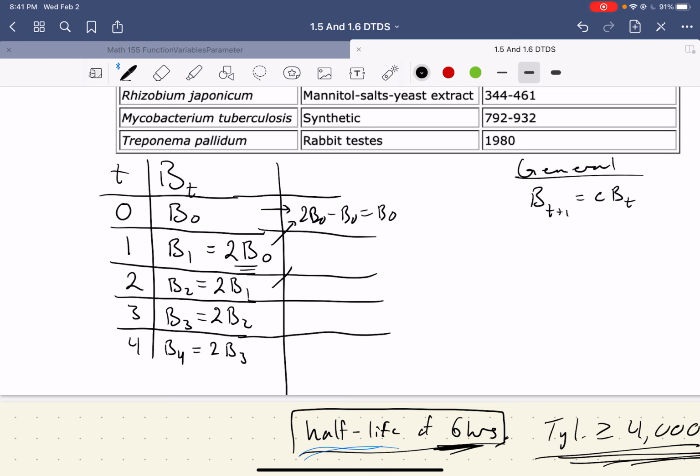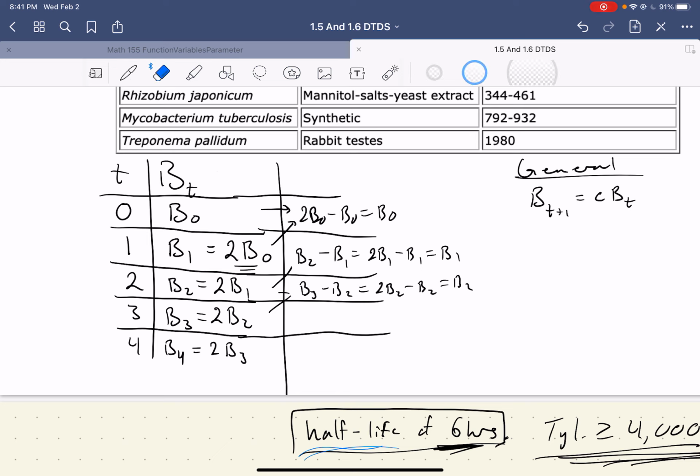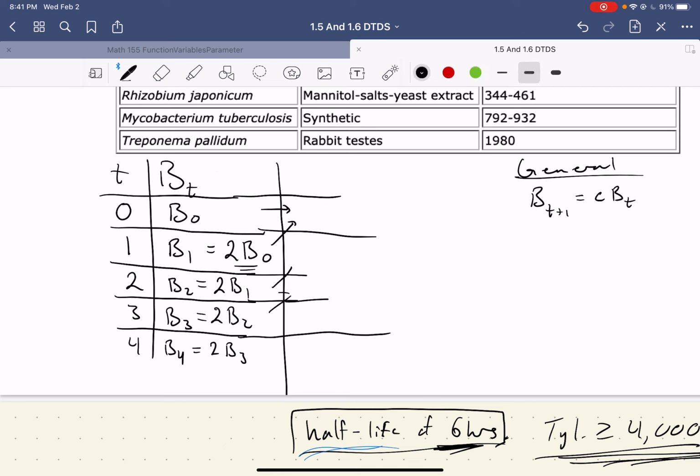Now if I do b2 minus b1, that's 2b1 minus b1. That's just b1. And then I do b3 minus b2. Well, that's 2b2 minus b2. That's just b2. Okay, so the phenomenon that we're witnessing right now, let me clean this up to make it more clear. When I do the computation of b sub t plus 1 minus b sub t, in this case I have b0, in this case I had b1, in this case I had b2, in this case I had b3. My difference column looks identical to my beginning case.